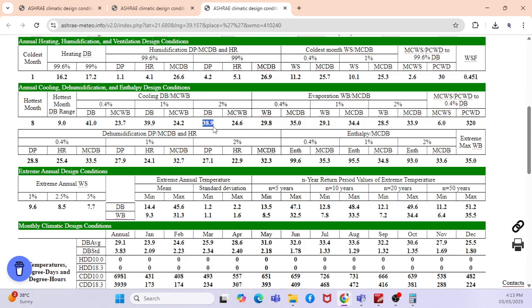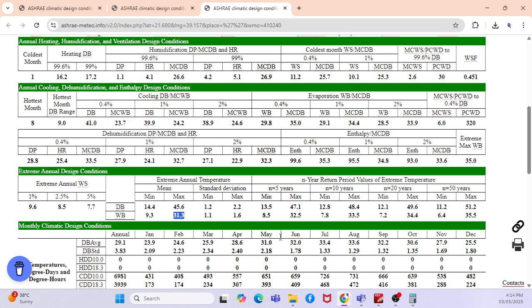But when we design the air conditioning system, we normally go with the extreme annual temperature, which is 40.6, and 31.3 wet bulb temperature. Clear? Okay. Sorry, MCWB means what? That is the mean coincident wet bulb temperature.